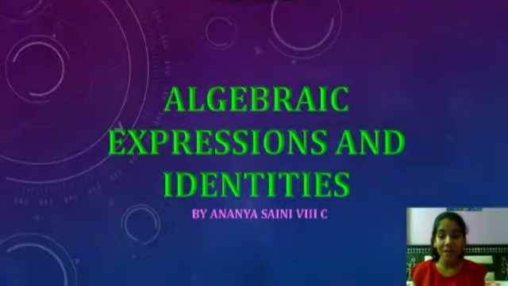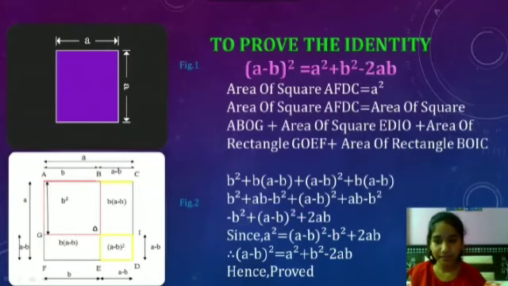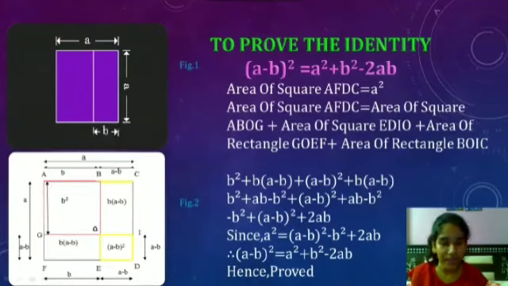This is my project on algebraic expressions and identities. To prove the identity (a − b) whole square is equal to a² + b² − 2ab.